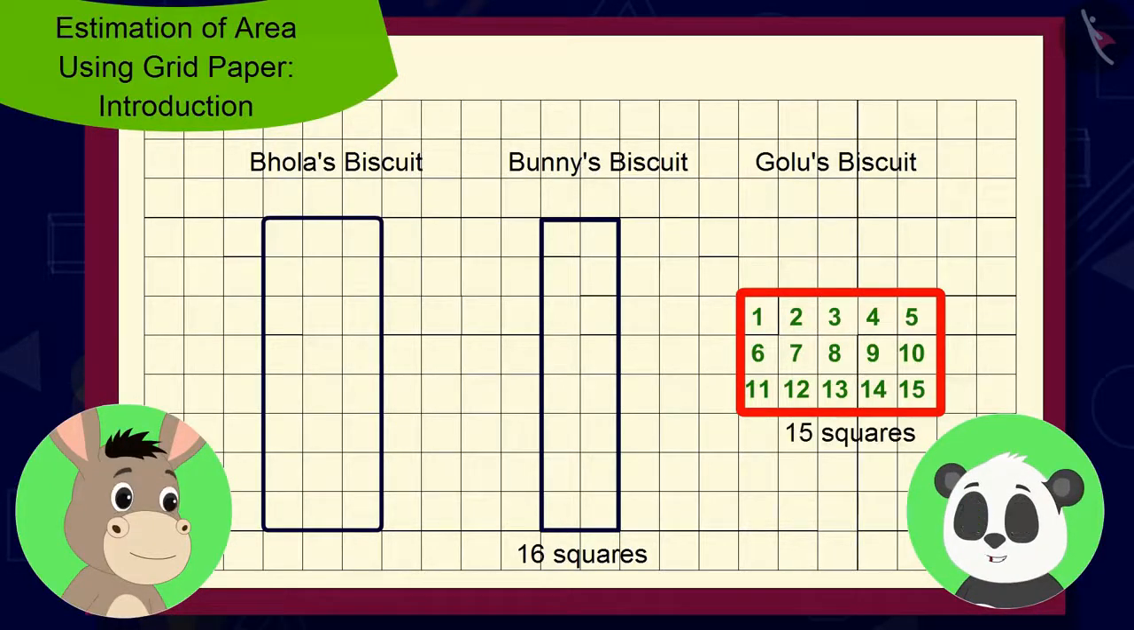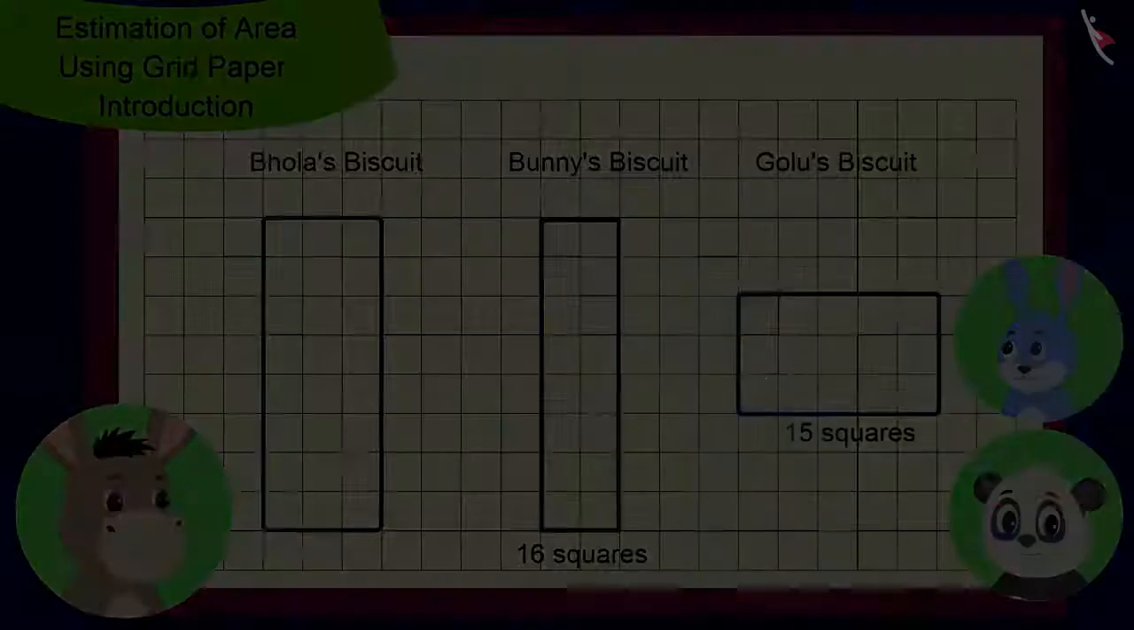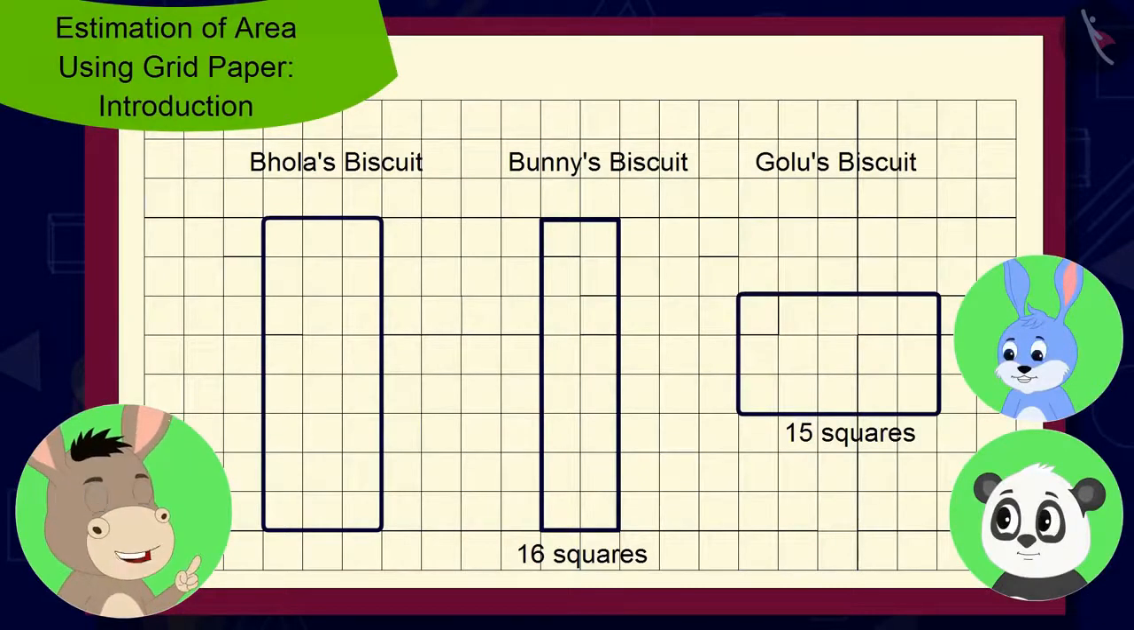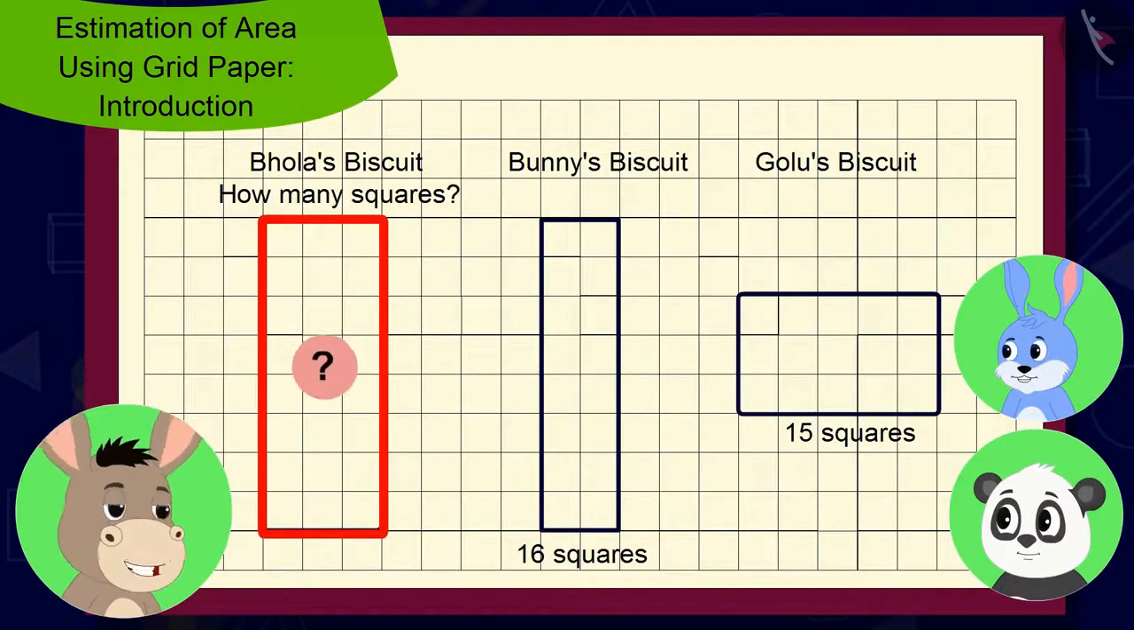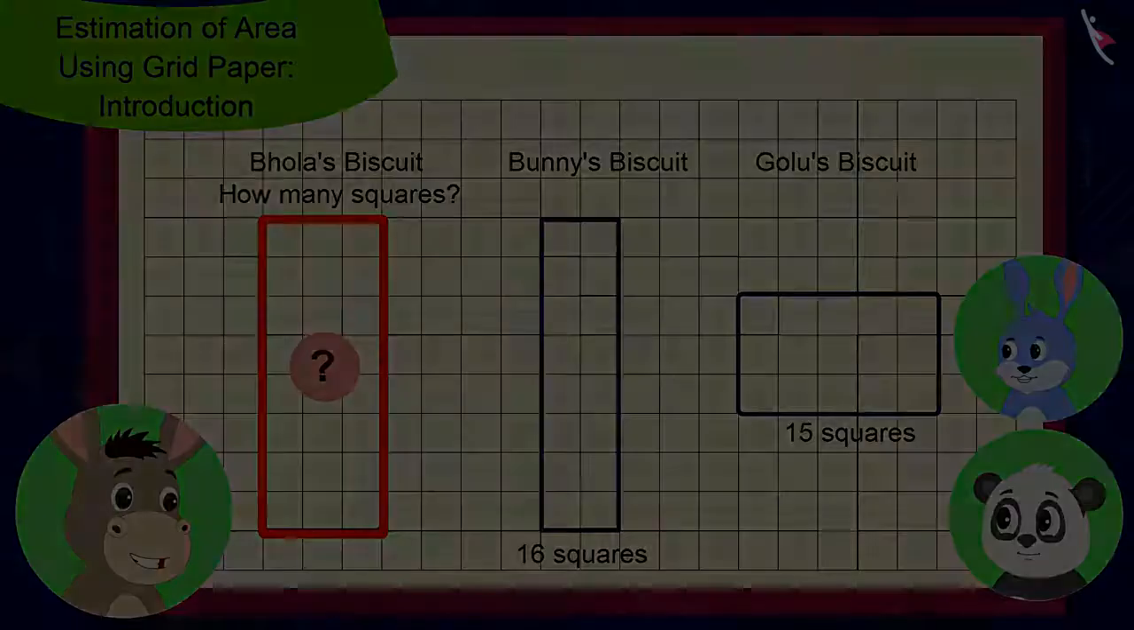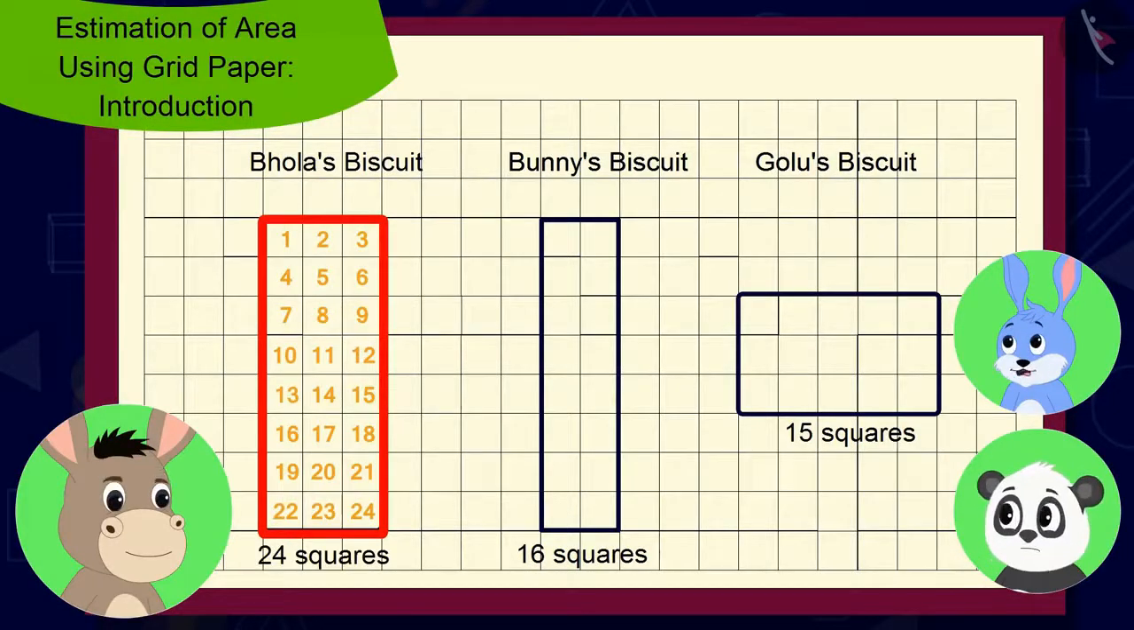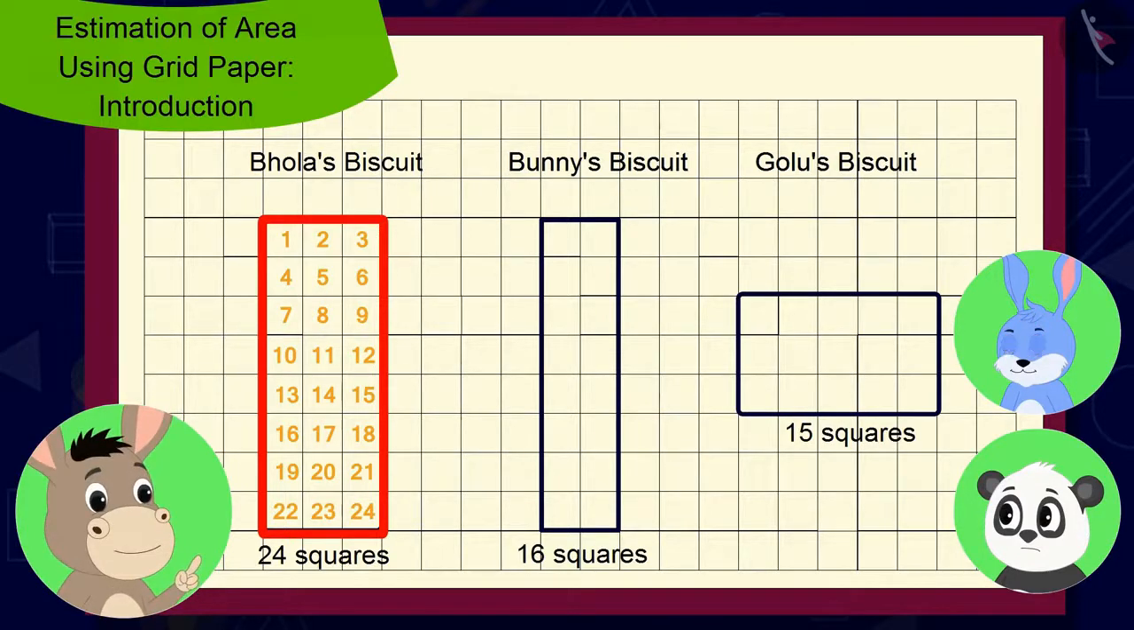15 squares, said Golu. And can you both tell me how many squares are in the shape of my biscuit? Bhola asked Bunny and Golu. 24 squares, 24 squares? Said Bunny and Golu, shocked.